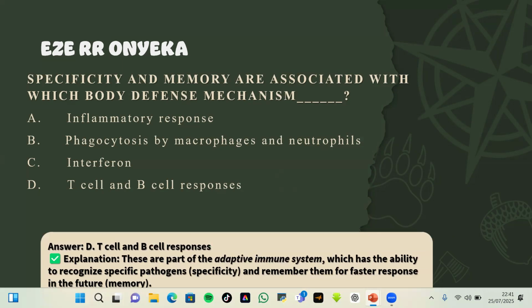The correct answer is the T cells and B cells responses. These are part of the adaptive immune system, which has the ability to recognize specific pathogens, in brackets, specificity, and remember them for a faster response in the future, known as memory. So it's only T cells and B cells that have this ability to recognize and respond in the future. And that is the basis for vaccination.